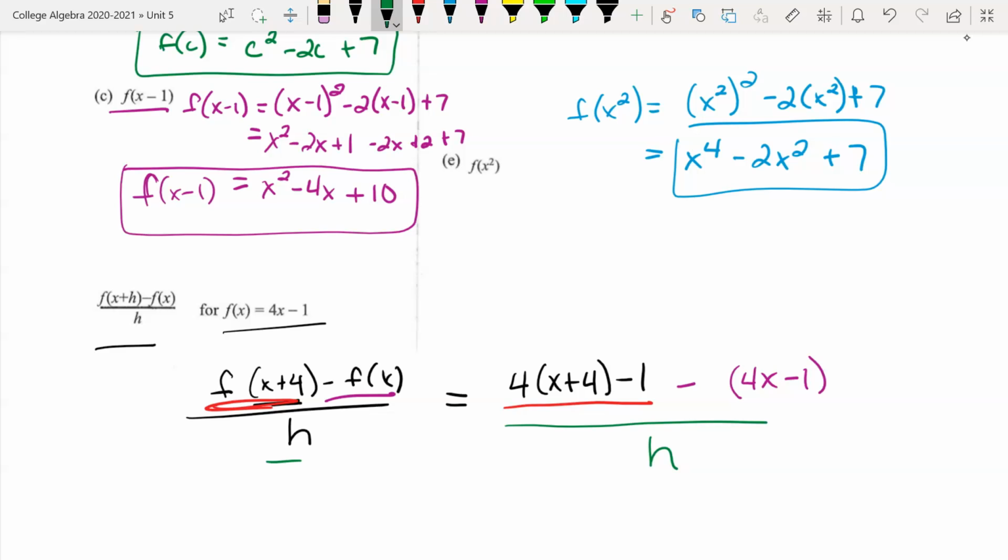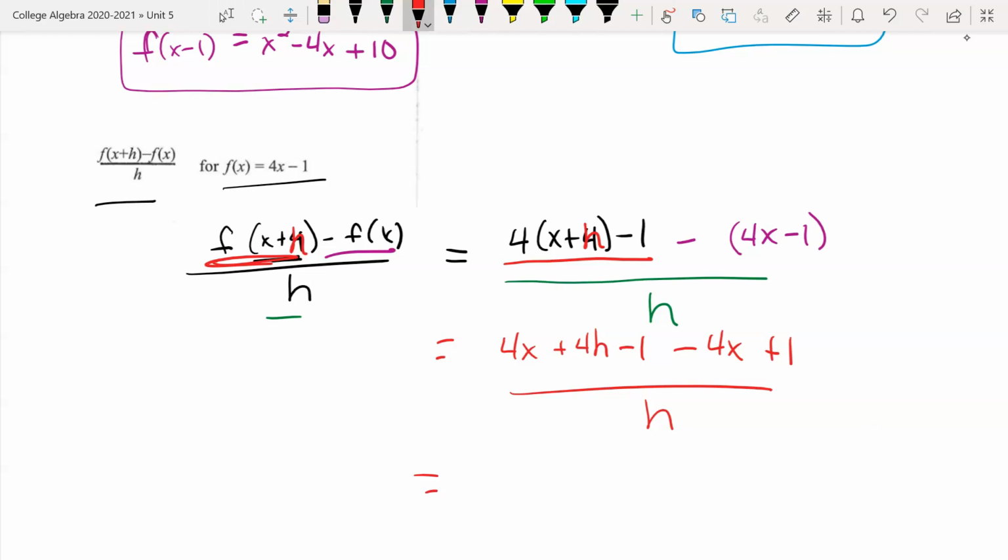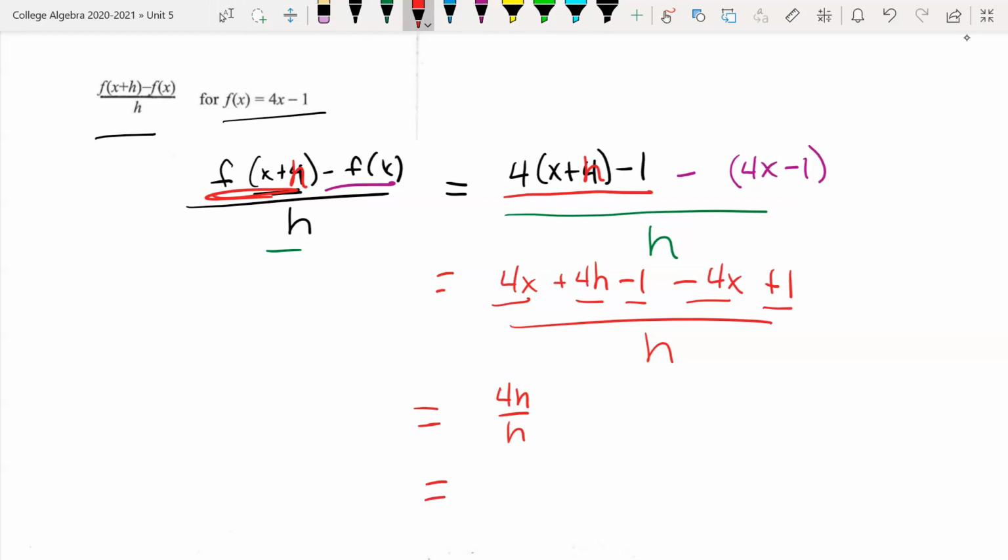I don't know why I wrote x plus 4. That should be x plus h here. Sorry. Okay. So now we're going to solve it. We're going to get 4x plus 4h minus 1 minus 4x plus 1 all over h. If I combine like terms on the top, 4x minus 4x cancels. 4h is left. Negative 1 plus 1 cancels. So I have 4h over h. Well, h divided by h gives you 1, so the answer would just be 4.